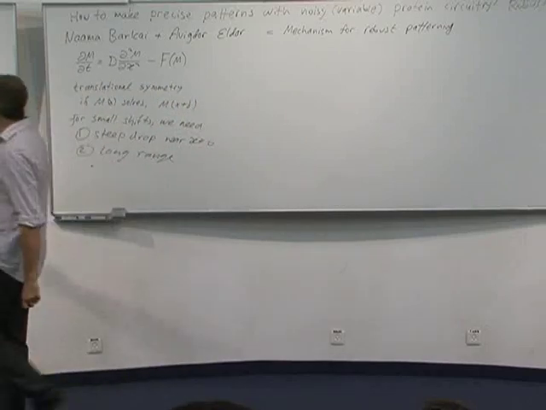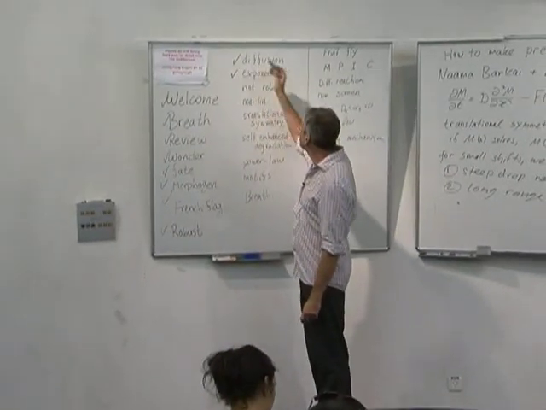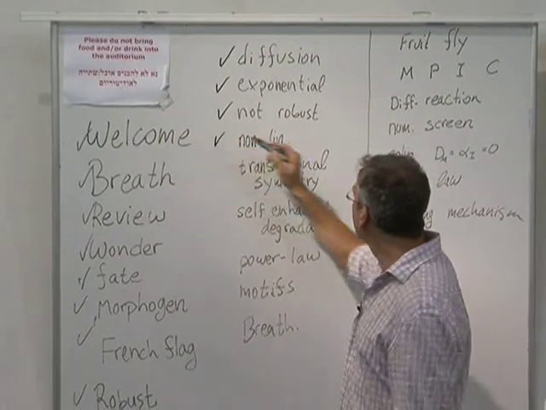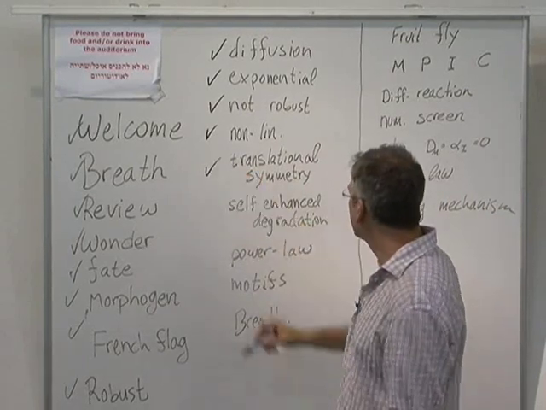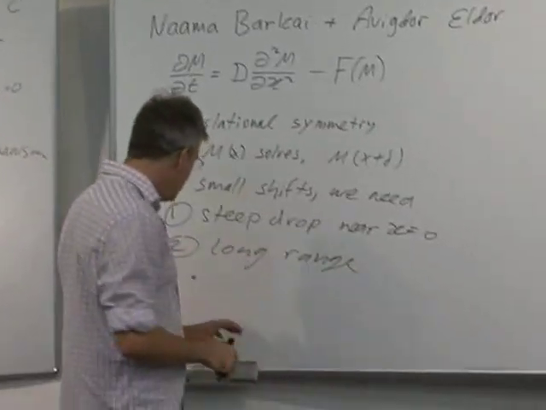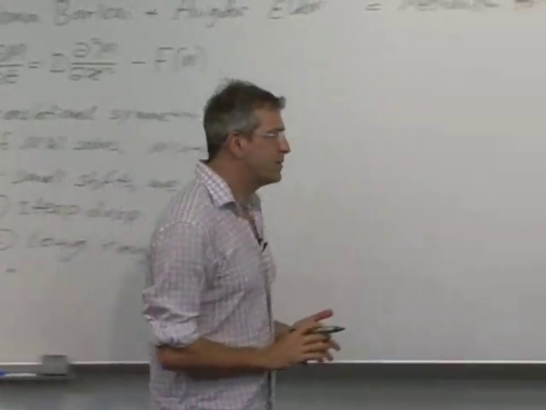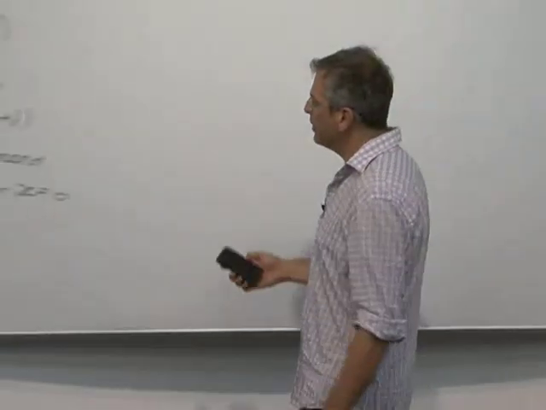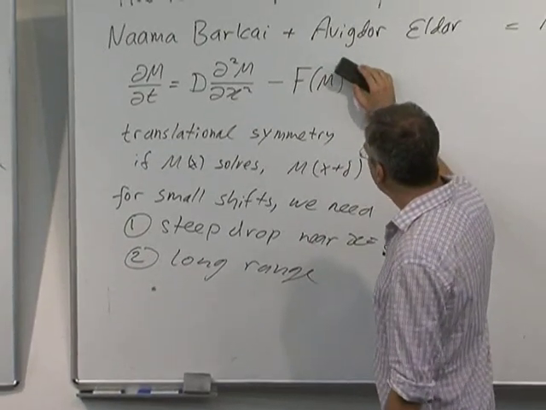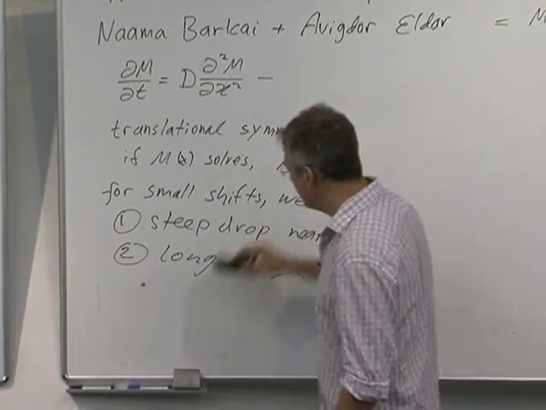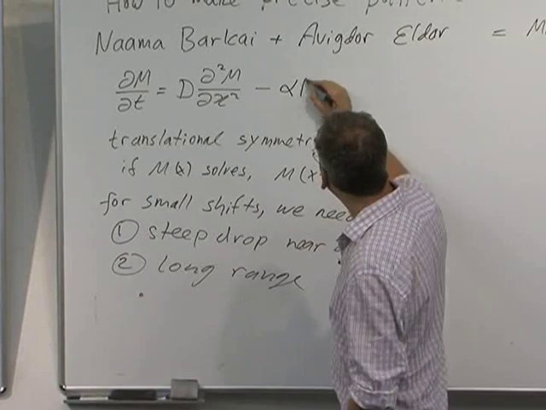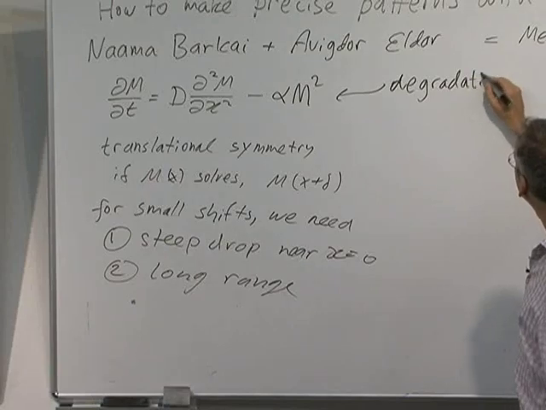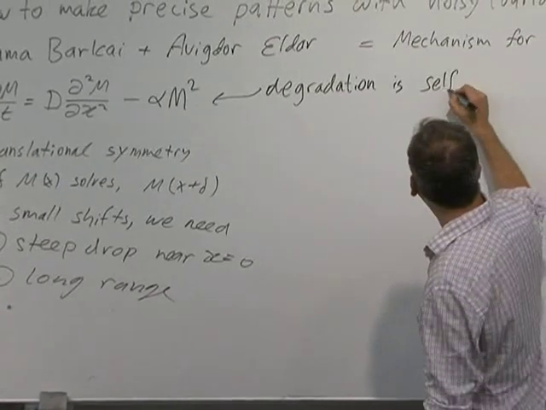So we looked at the diffusion equation. We saw that it gives exponential gradients, not robust to shifts in the initial conditions. And now we tried this nonlinear equation. We talked about translational symmetry. And it turns out in order to get robustness, you can do it rather easily. What you do is you make degradation self-enhanced.